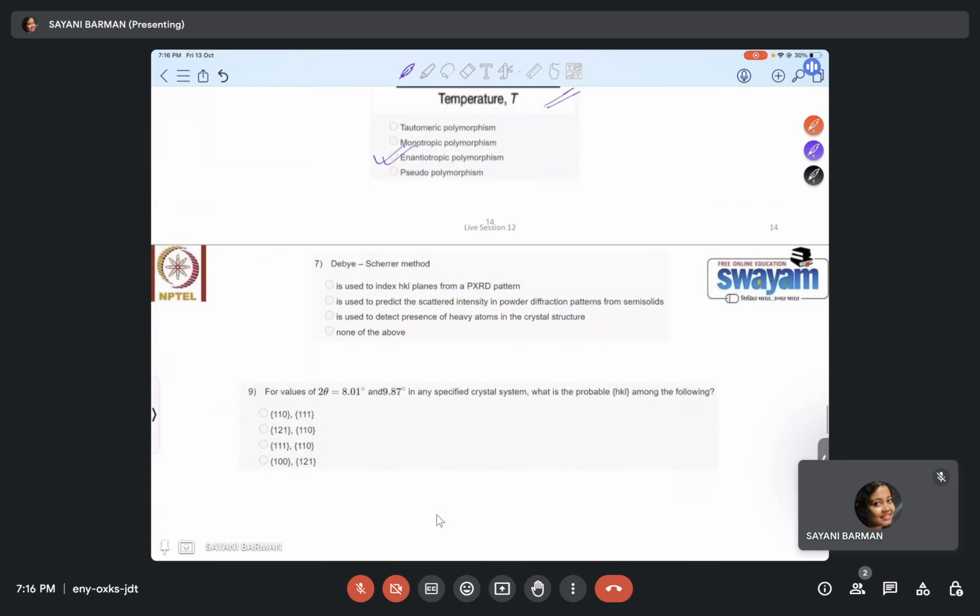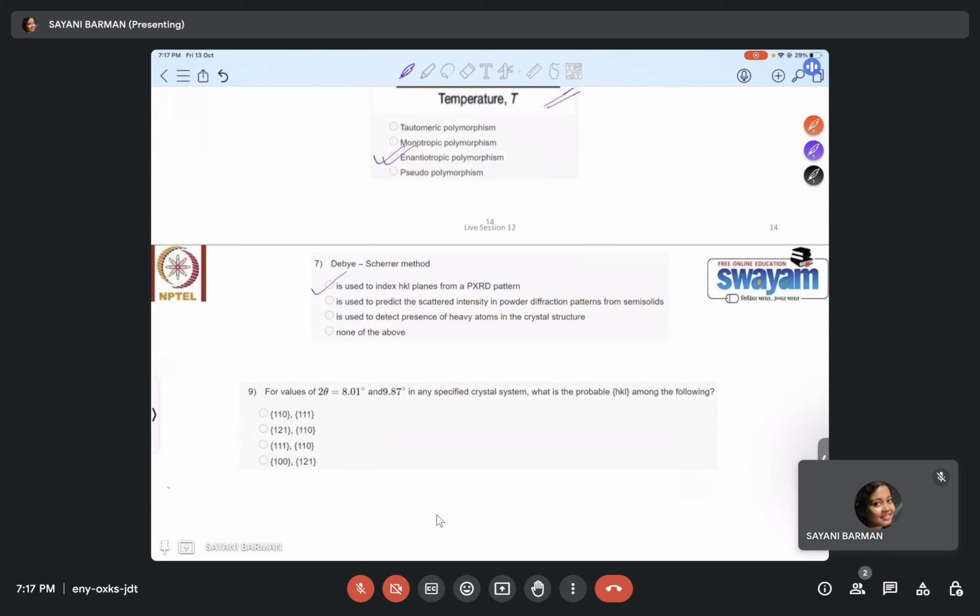The next one: what is the Debye-Scherrer method used for? The question has been asked on the function of the Debye-Scherrer method. You already know that it is used to index hkl planes from the PXRD pattern. Now the next one: for values of 2 theta equal to 8.01 and 9.87 in any specific crystal system, what is the probable hkl among the following?